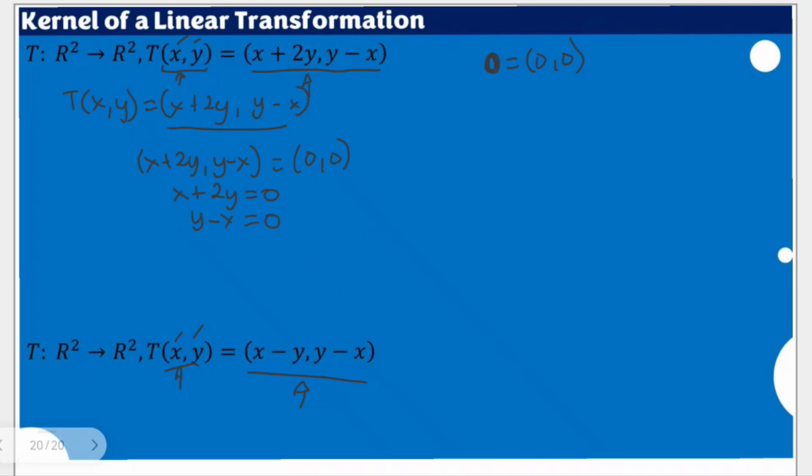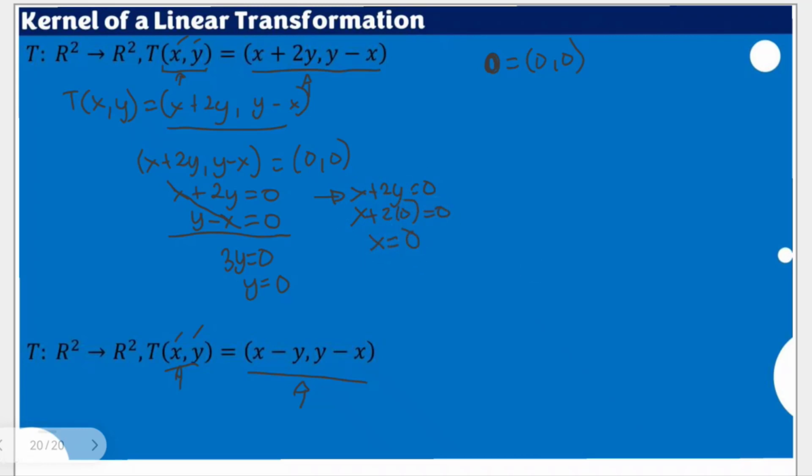Now to solve this, there are a lot of processes. You could use the matrix form, the augmented matrix, and even the row echelon form of the matrix. But since we have x and negative x here, let me just use the elimination method. Cancel that out, and I have 3y equal to 0, so y is equal to 0. With that, in any of these equations, let's take x plus 2y equal to 0. So x plus 2 times 0 is 0, so x is also 0.